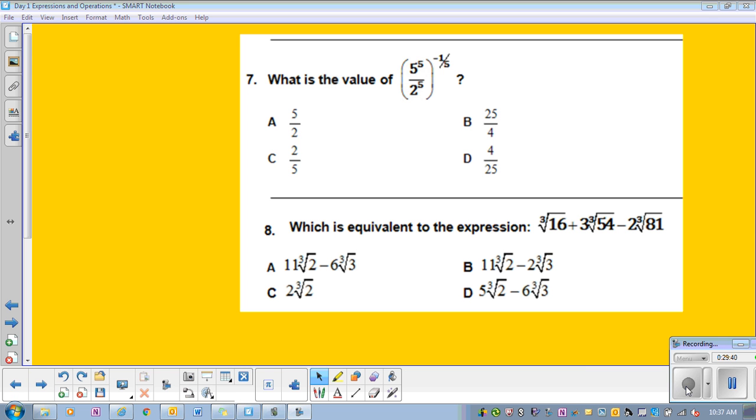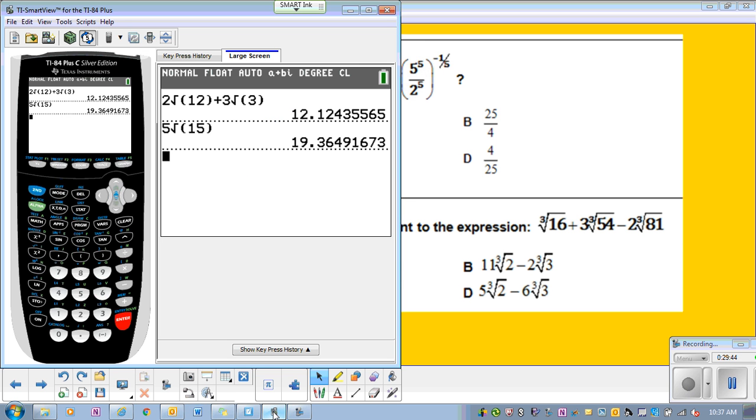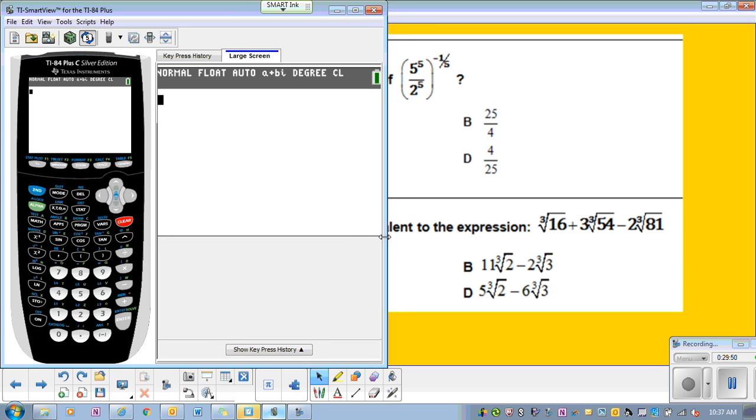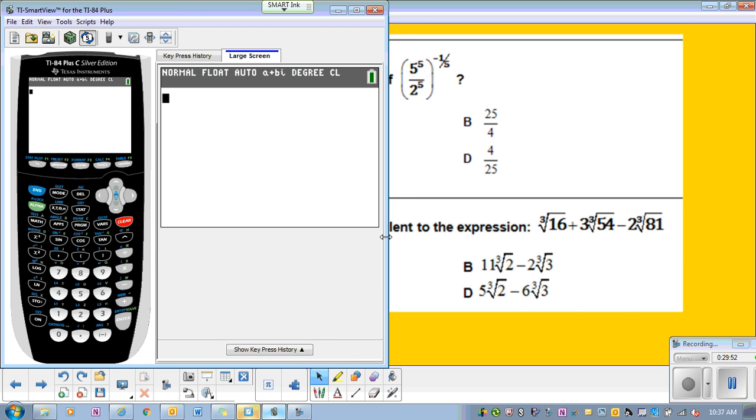So everyone keeps saying C, but let's put it in the calculator together. Let's try this. So you see how it looks like that, right? Let's put it in exactly the way we see it. Parentheses, 5 to the 5th, divided by 2 to the 5th. Close. To the parentheses, because it's a fraction. Negative 1/5.